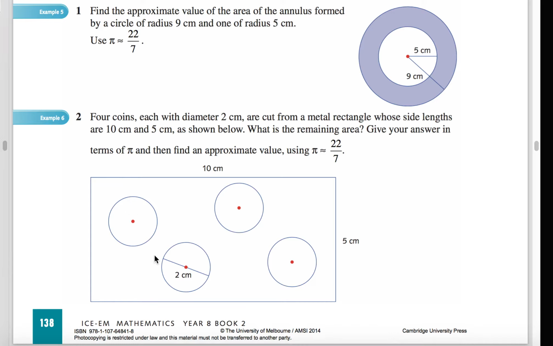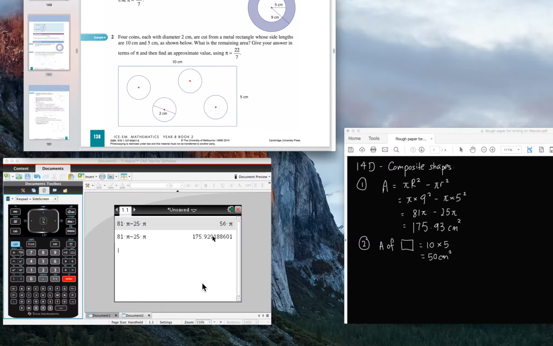Now the diameter is 2 centimeters. Don't be fooled, because area's formula is A equals pi r squared. We need the radius. Now if given the diameter, we need to divide that by 2. So really the radius is just 1 centimeter.